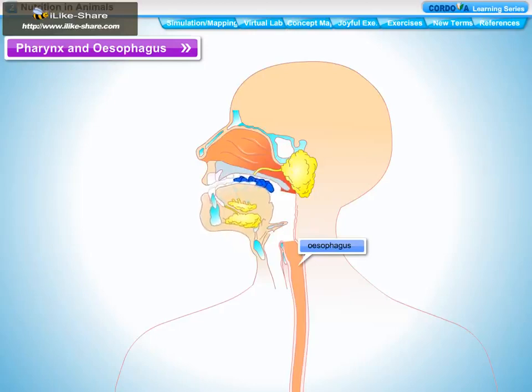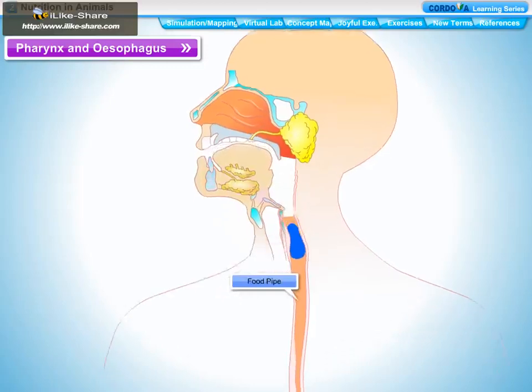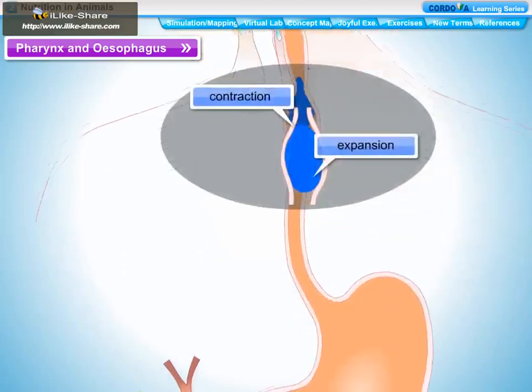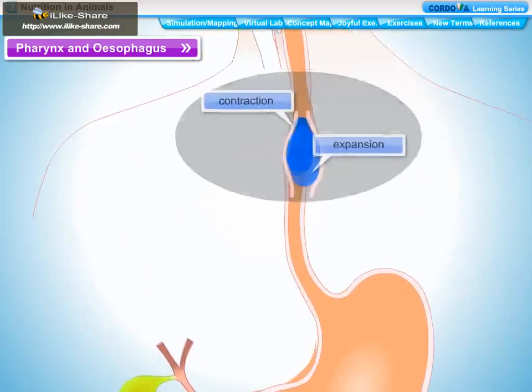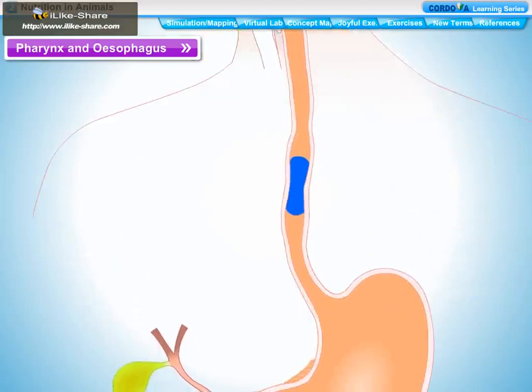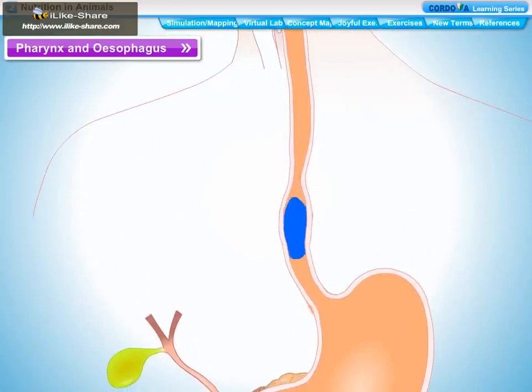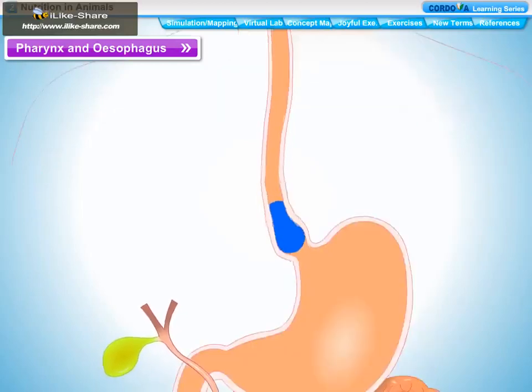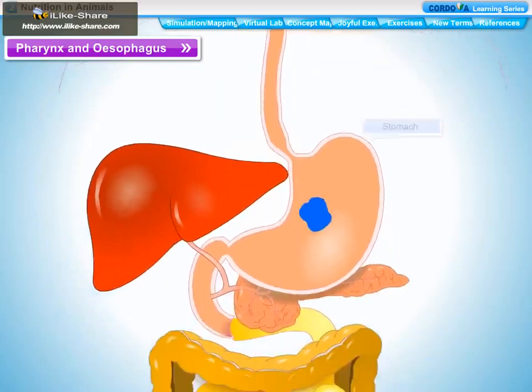When the slightly digested food enters the food pipe, the walls of the food pipe start contracting and expanding to push the food down into the stomach. The pushing down of food by the walls of the food pipe in a wave-like action is called peristalsis. Digestion of food does not take place in the esophagus.